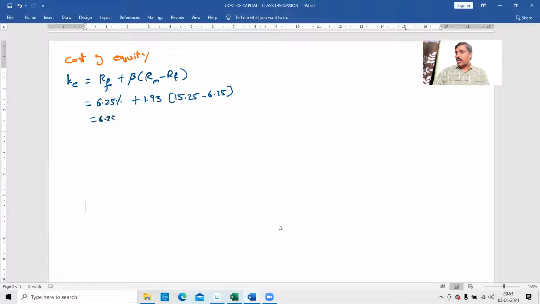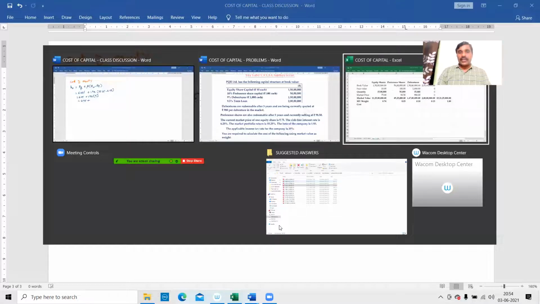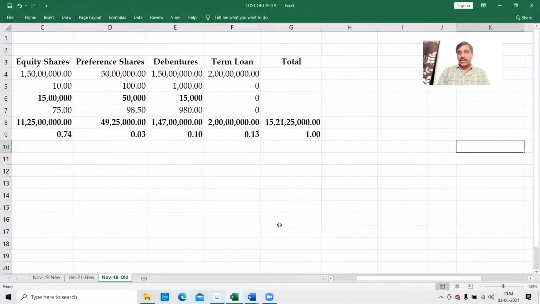Therefore, 6.25 plus 1.93 into 15 minus 6, which is 9. So 6.25 plus 1.93 into 9. Let me use rough calculations for 1.93 into 9.